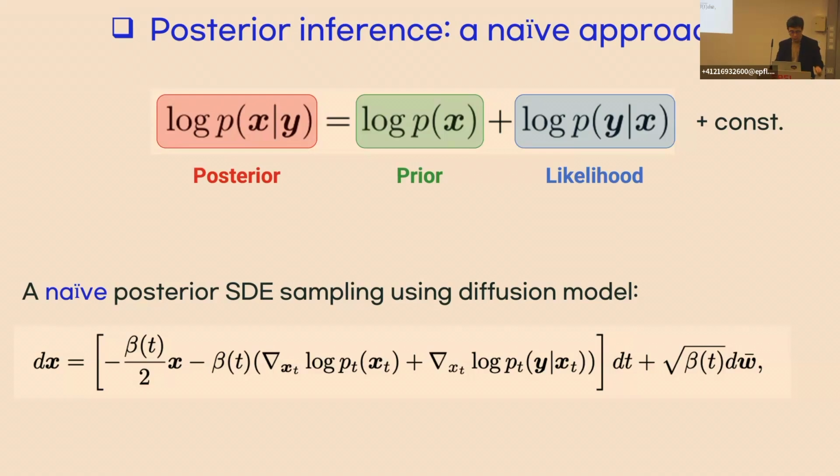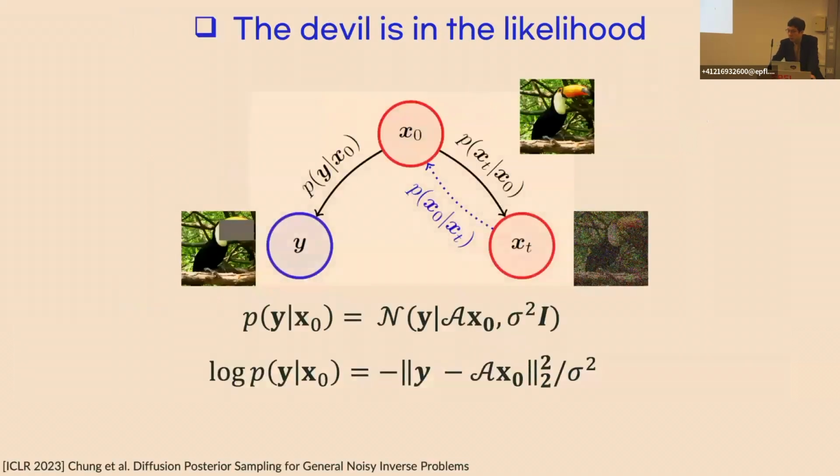Actually, when we first started, we tried this kind of approach, but it didn't work. In fact, the problem is the likelihood calculation. For example, let's think about this kind of inpainting problem. One of the areas is completely missing here, and our goal is to estimate the x0.